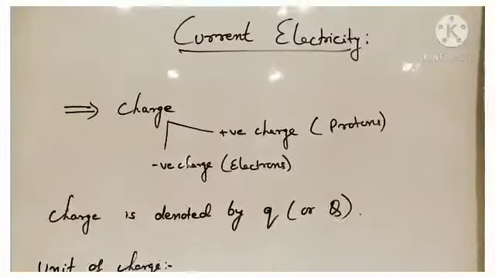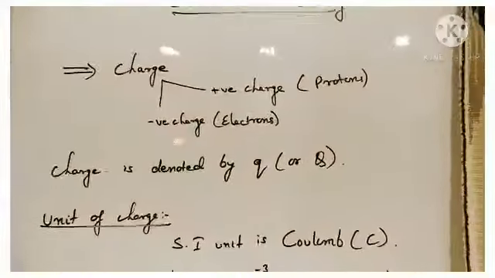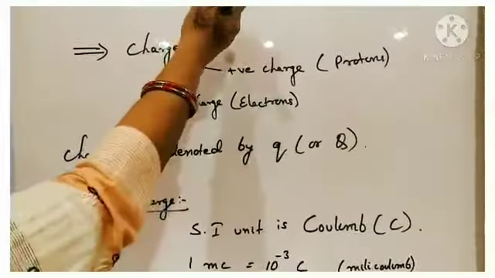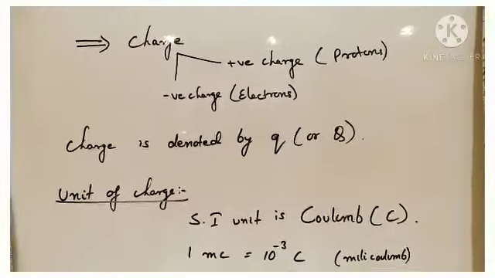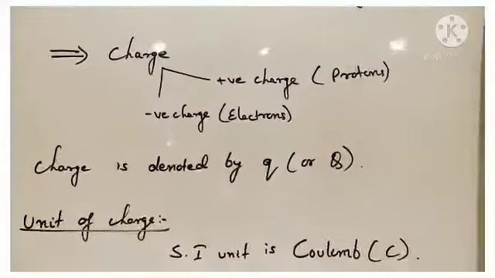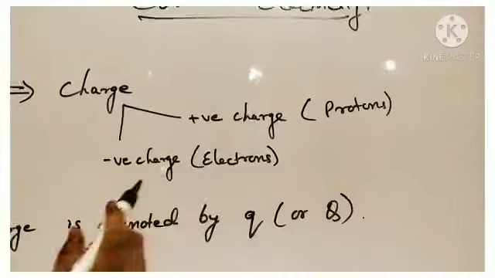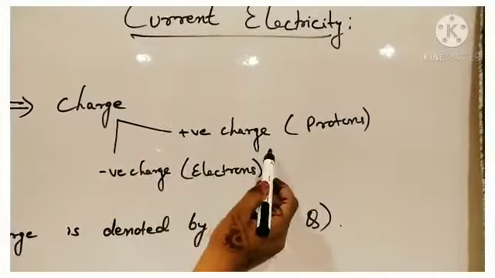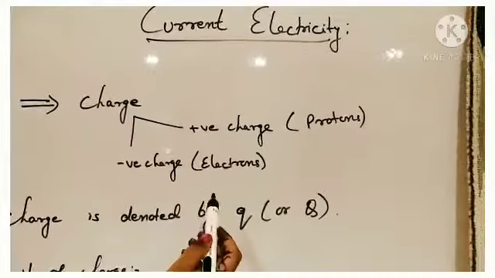The first part, that is current electricity. As the name suggests, we need to study basically current. Before going to current, let us first discuss charge. When we are talking about charge, the first thing that comes to our mind is that there are two types of charge, positive charge and negative charge. Positive charge, that is protons, negative charge, that is electrons.